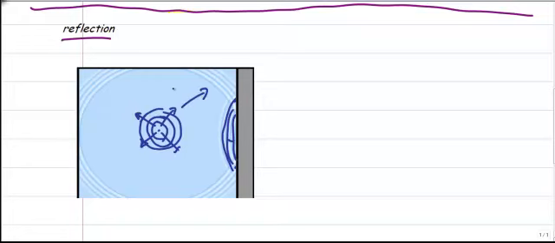By the way, words we're going to use: incident, that just means going towards something, and then of course reflected after it's reflected off. The reflected heading off that way. Okay, so that was the first sort of reflected wave that we looked at.